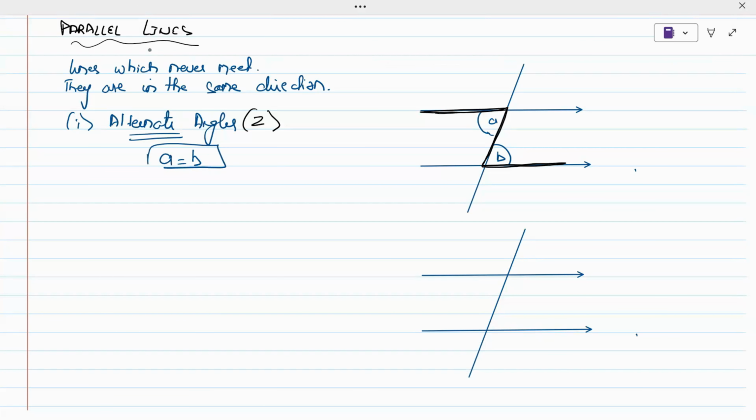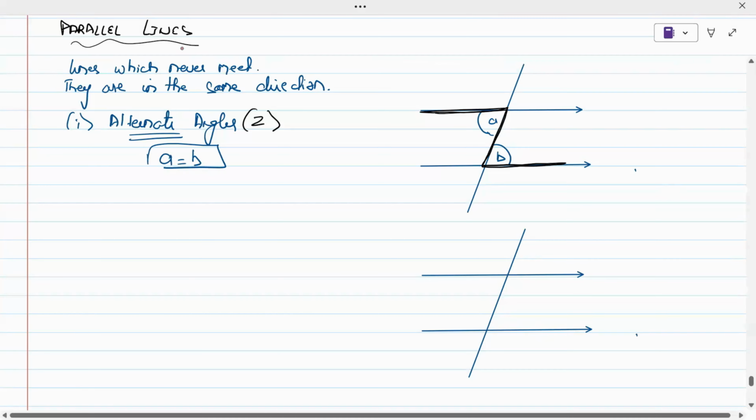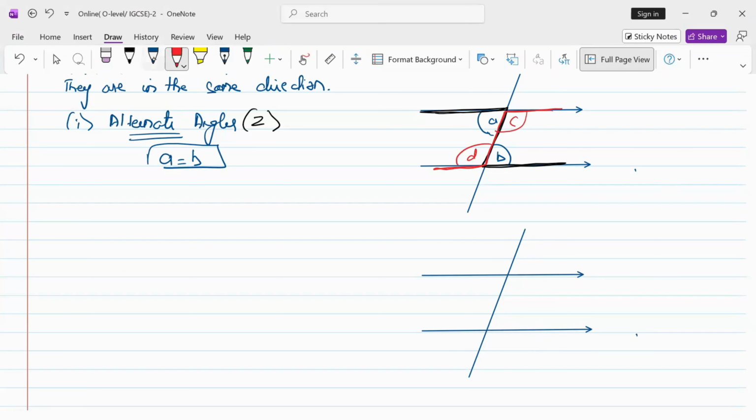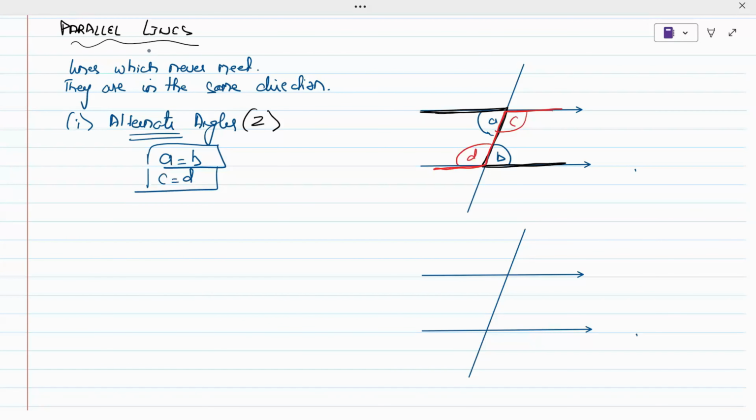And then we can see another opposite Z existing, which you can see like this. This will also be equal. If this is angle C and this is angle D, they will also be equal. So these angles are called the alternate angles. First property to be remembered.